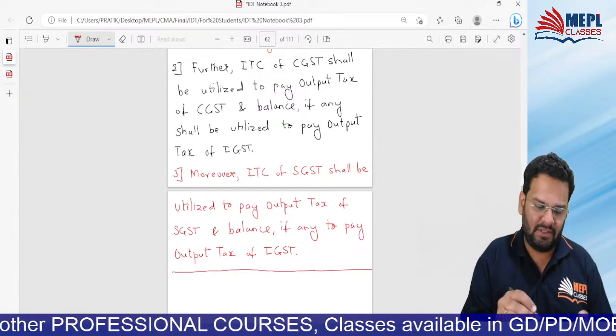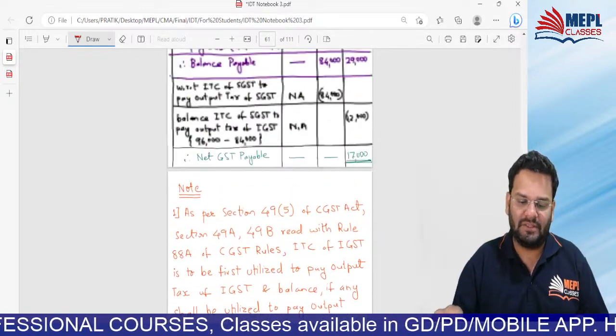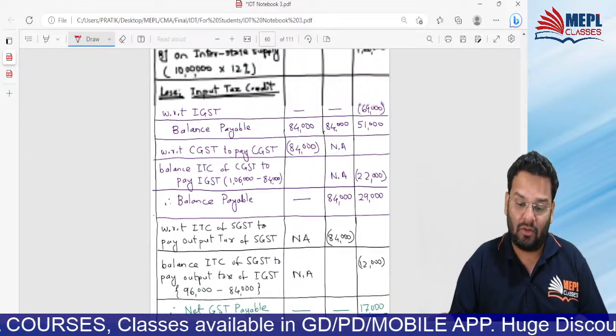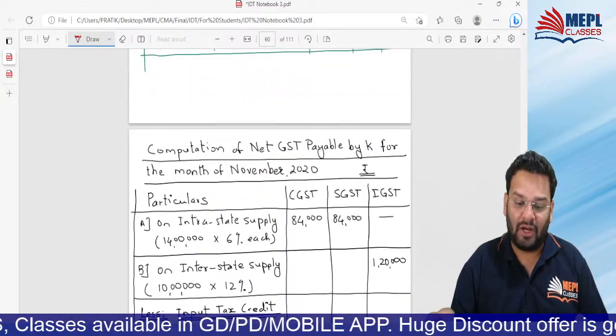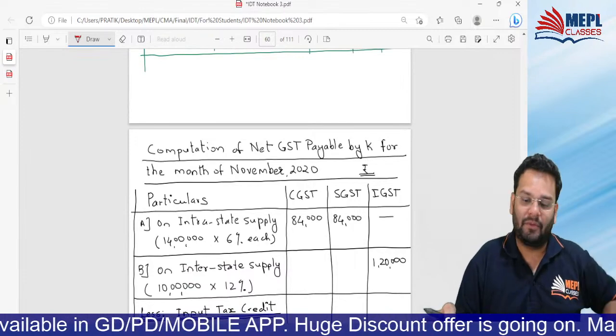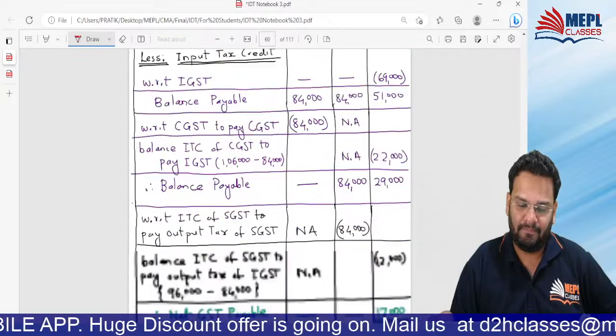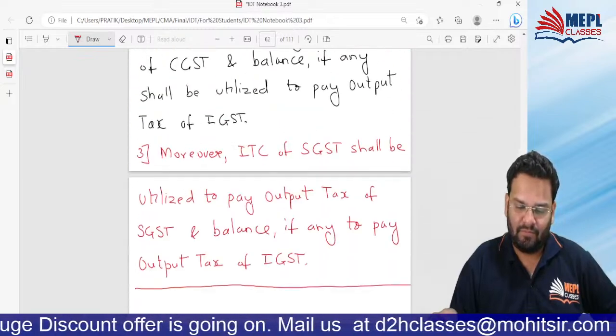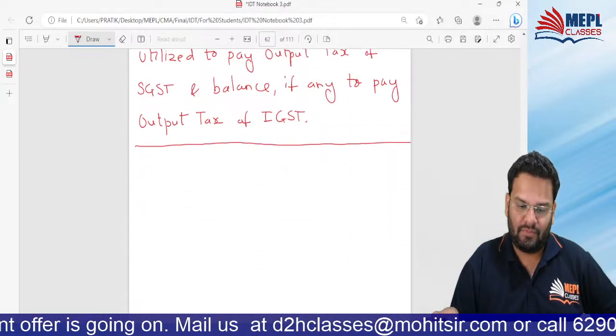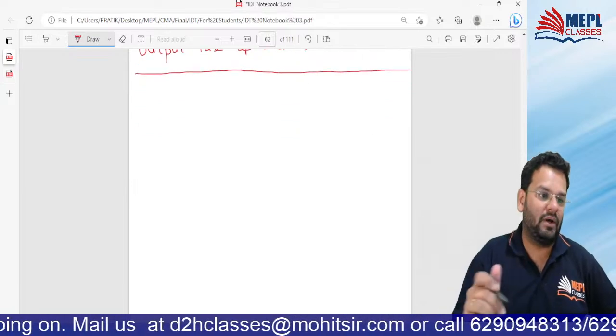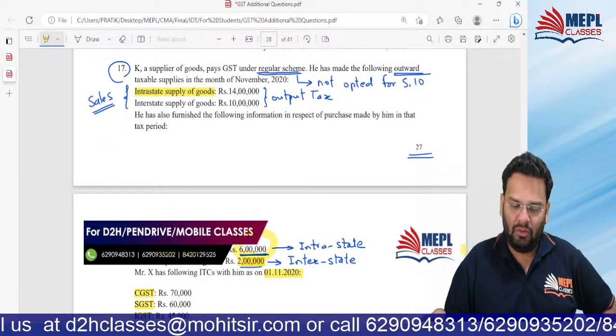So I hope this is clear to you. Very simple concept and commonly asked in the exams. And obviously, you should know this concept practically as well. Very critical concept. Fine. Let's go ahead.